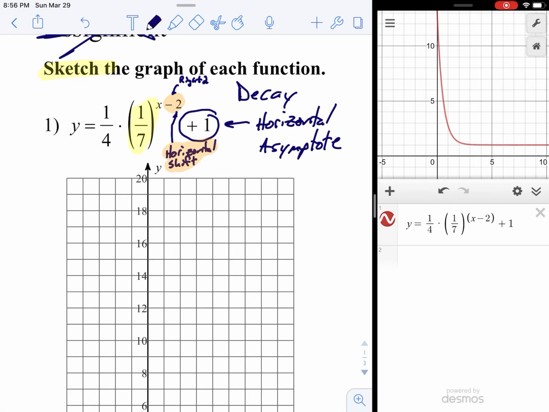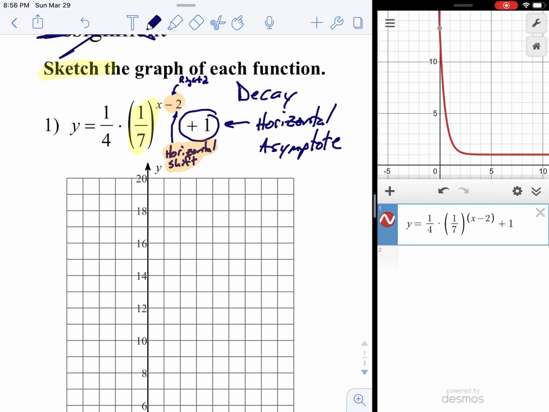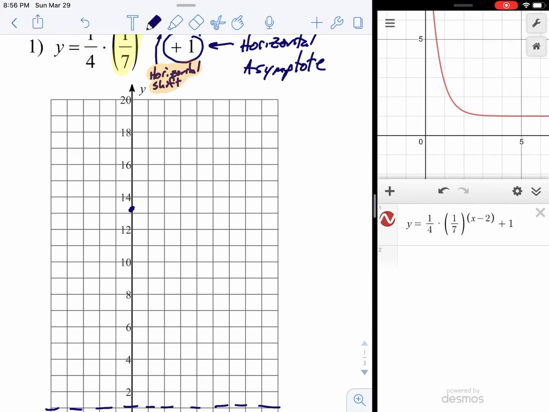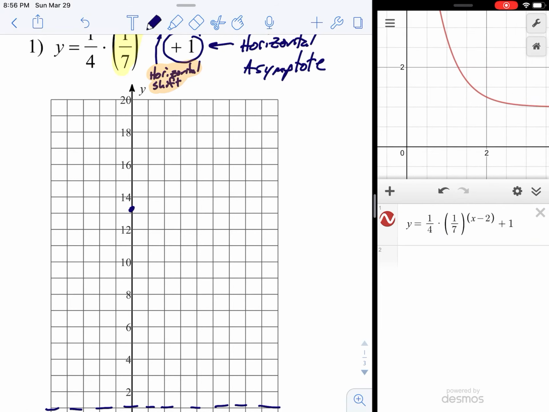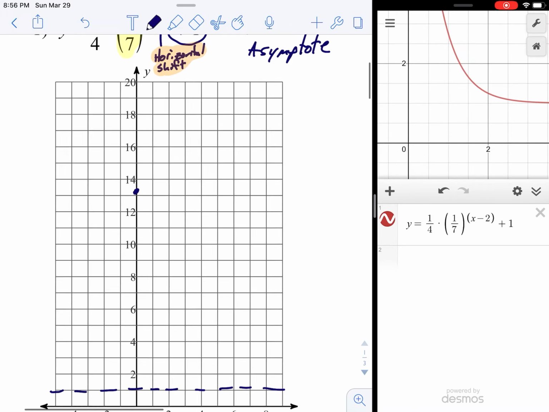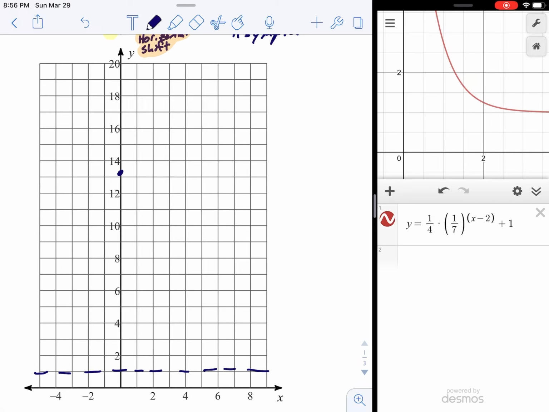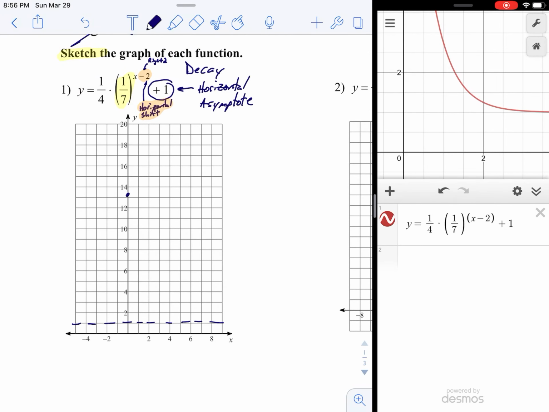Let me move it a little bit. You see a y-intercept seems to be up there at 13.25, so right around here. As you can see, the horizontal asymptote is at +1, so I drew that horizontal line at +1. That's where the graph sort of levels off. So my graph is going to sort of be level with the horizontal asymptote, and then it's going to curve upward, and it goes like that.